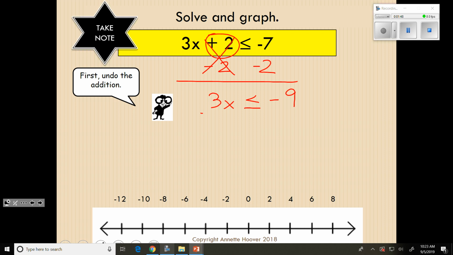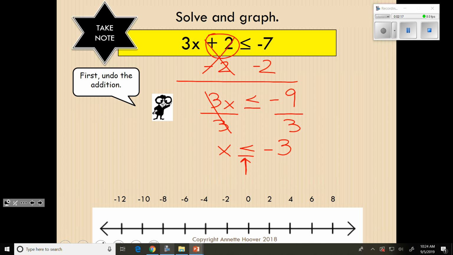Final step is divide both sides by a positive 3. 3 divided by 3 is 1, so that becomes invisible, and we have x ≤ -3. Now, the sign is very important. You have to look for whether it is less than, or less than or equal to. Because it has the line underneath it, we know that the solution could be negative 3.